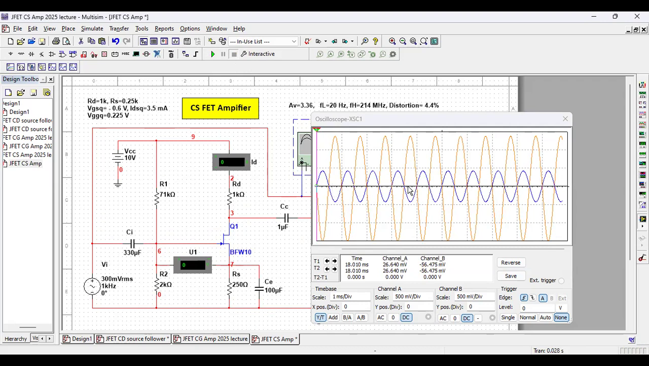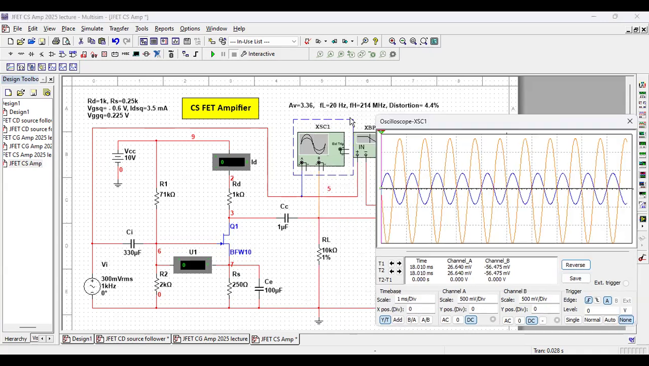See, I get a clear waveform. The blue one is the input and the red one is the output. Both scales here are the same. So you see the gain is not very high. As I told you at the beginning, FET amplifier gain is not very high, right?